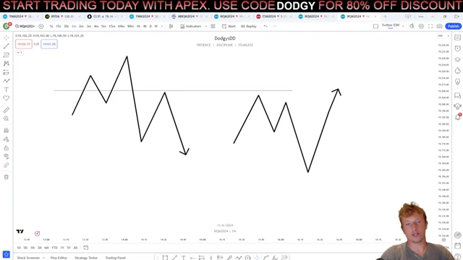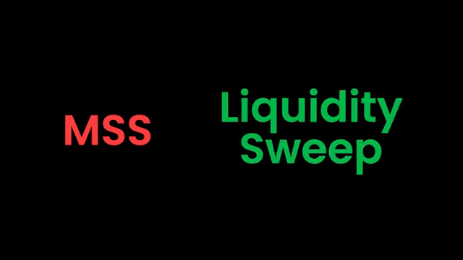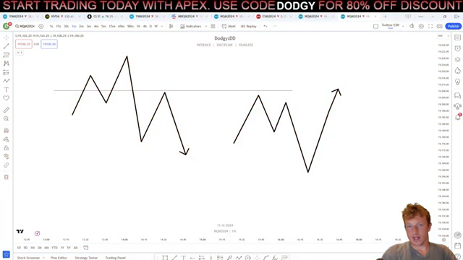The most asked question I've gotten in the ICT community is how do you tell the difference between a market structure shift and a liquidity sweep? This takes time to understand, and I've been trading for about 5 years now, and it's definitely taken me time to understand. But let me give you the overall gist of it.